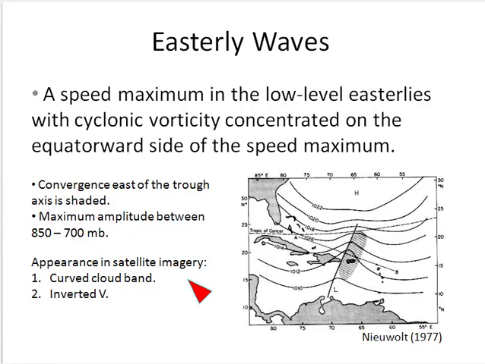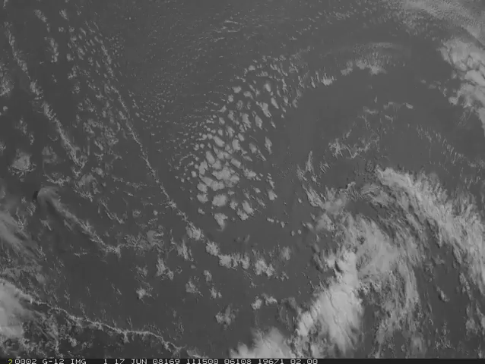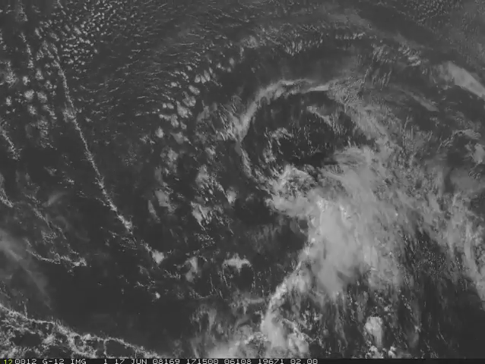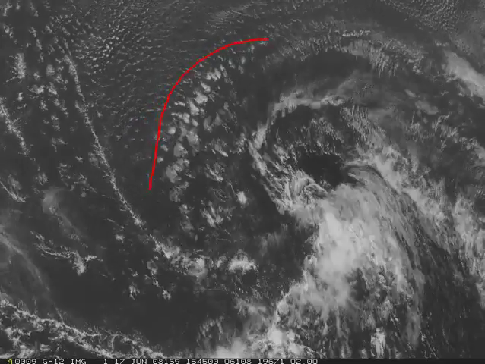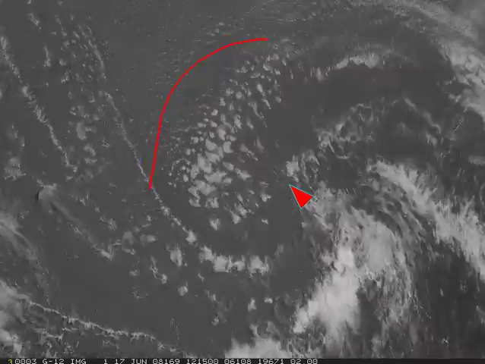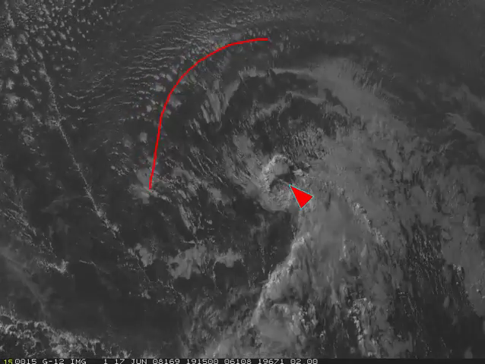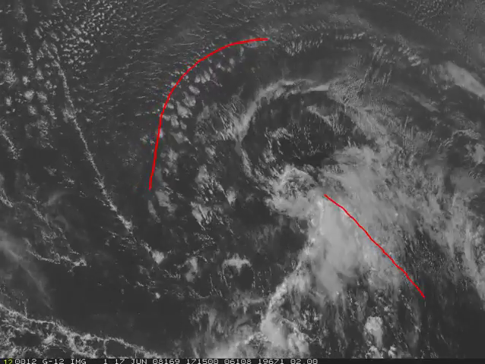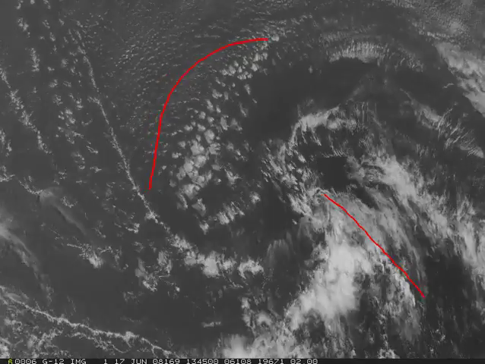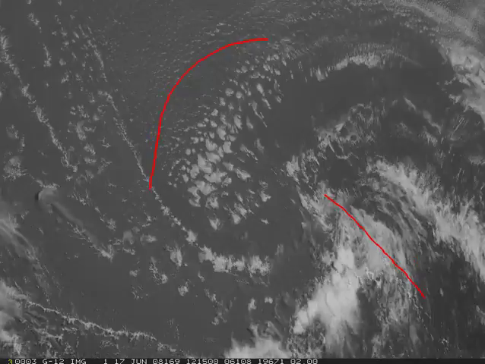In satellite imagery, there are two types of easterly waves that distinguish their appearance. The first is the curved cloud band, and the second is the inverted V. This is an example of a curved cloud band easterly wave in the visible imagery. The leading deformation zone is in advance of the speed maximum, which is right here, in the low-level easterly flow and is generally oriented perpendicular to the speed maximum. The trailing deformation zone is at the rear of the speed maximum in the easterlies and is generally parallel to it. Streamlines typically cross these deformation zones in a diffluent pattern.